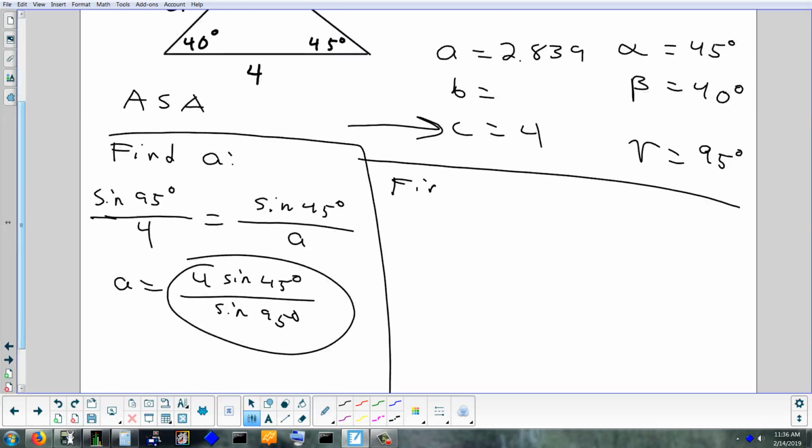B. Since I have a choice now, which row I use, two of them have everything in it. Which row should I use? Always use the one that was given. Well, it wasn't given, but at least it doesn't have decimals. So sine 95 over 4, and now it's sine 40 over B.